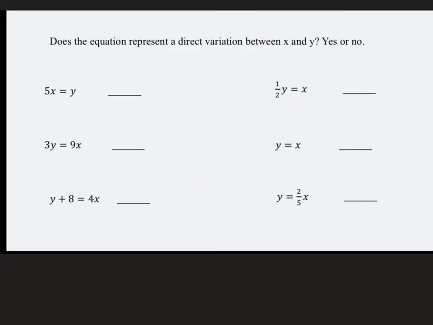All right, next one actually has 6 problems on it, but we need to figure out if each equation represents direct variation, a yes or no question. So kind of said this multiple times already. For it to be direct variation, your equation must be y equals kx. Remember, you always want your y to be by itself before you figure out if it represents direct variation or not. So looking at this first one, we have 5x equals y. My y is by itself. My 5 is my k. My x is there. This is absolutely direct variation.